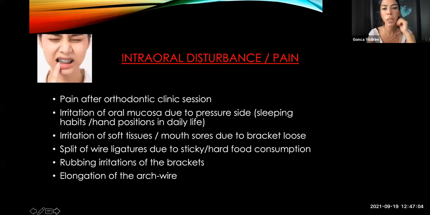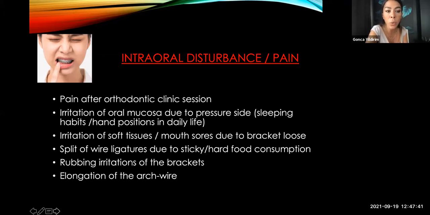And if it's an intraoral disturbance or pain, we should tell the patient that it's normal to feel pain after a clinical orthodontic session because we apply pressure to the teeth. That's why it's normal for the patient to have pain, disturbance or stitchy feelings of the gums. And irritation of the oral mucosa is always seen in the first 2 or 3 months, because they are going to get used to the volume of the braces.